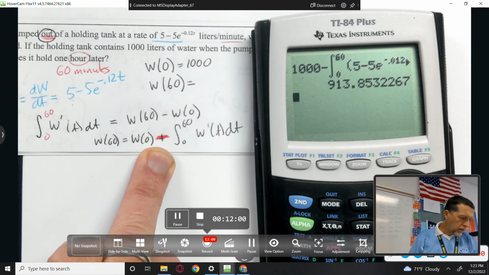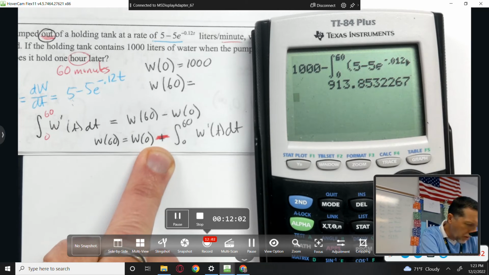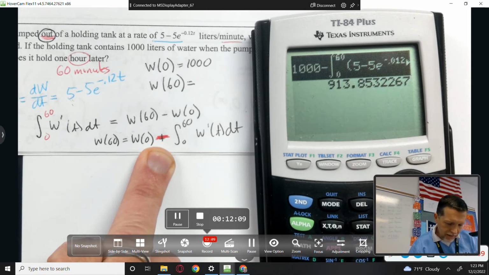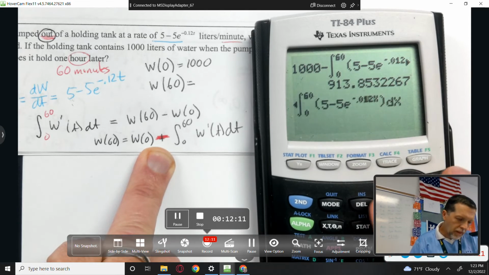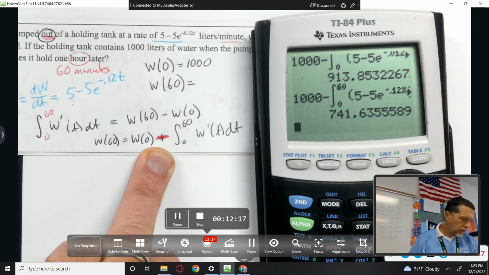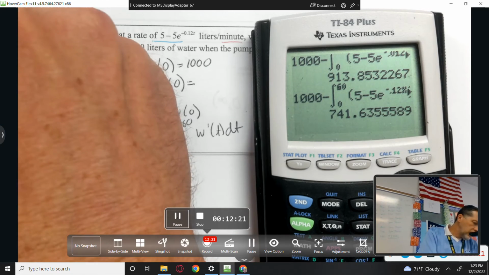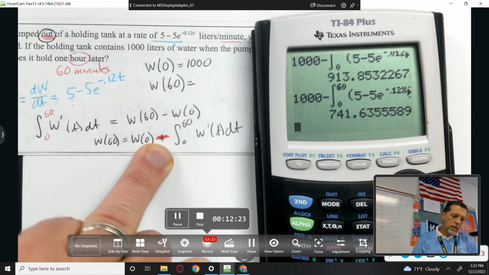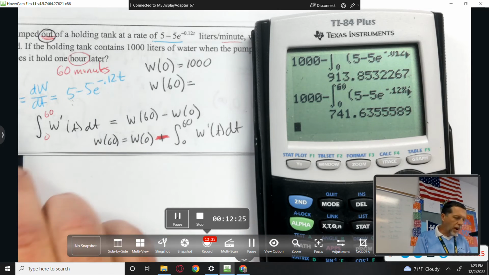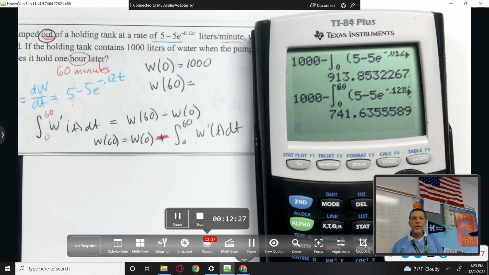Uh-oh, 913. What did I mess up? Oh, you put a 0 instead of 0.012, which is 0.12. Ah, thank you. There we go. 741. My guess was right. Which means 258 is how much was pumped out.